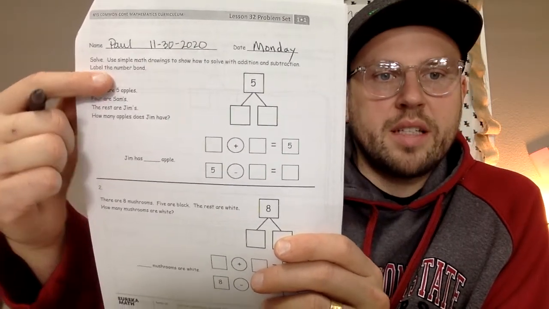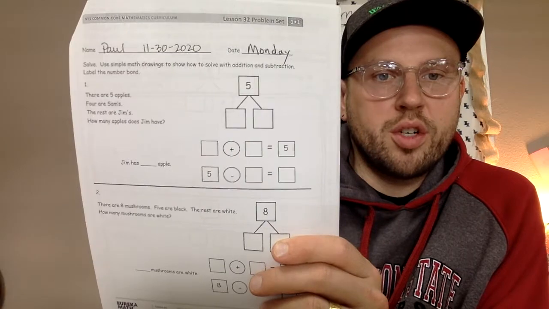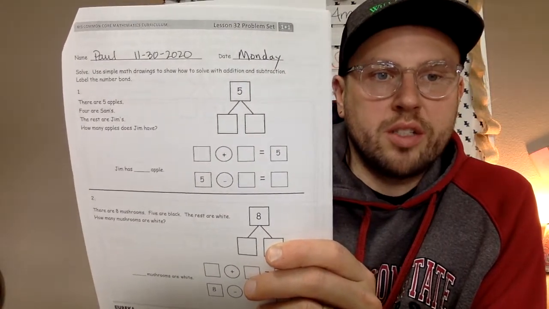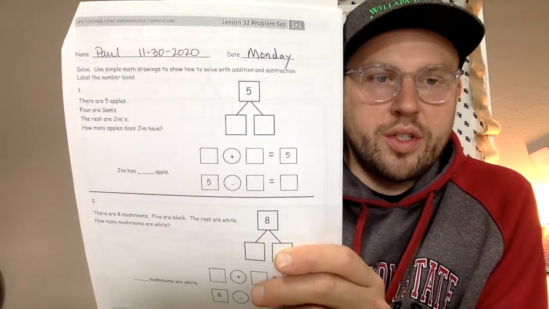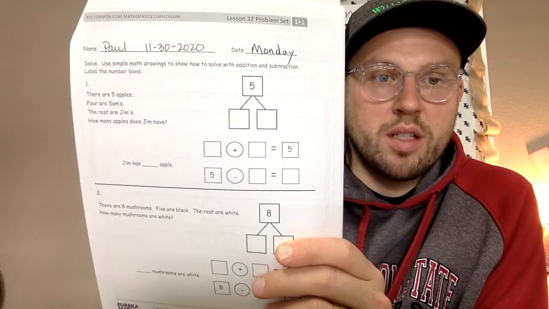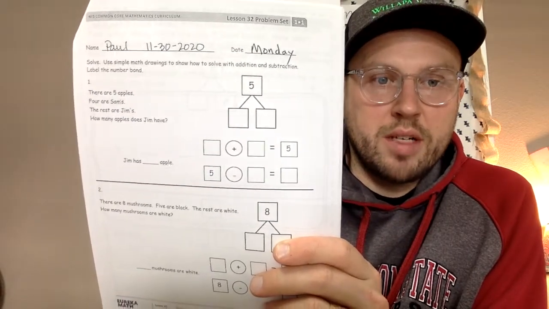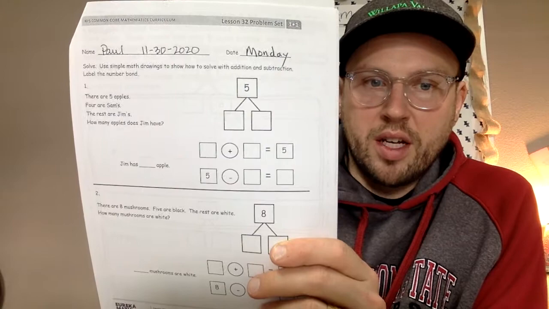So, for math today it says solve. Use simple math drawings to show how to solve with addition and subtraction. Label the number bond. So there are 5 apples, 4 are Sam's, the rest are Jim's. How many apples does Jim have? Okay, so there's 5 apples altogether. If you want, you can draw a picture.